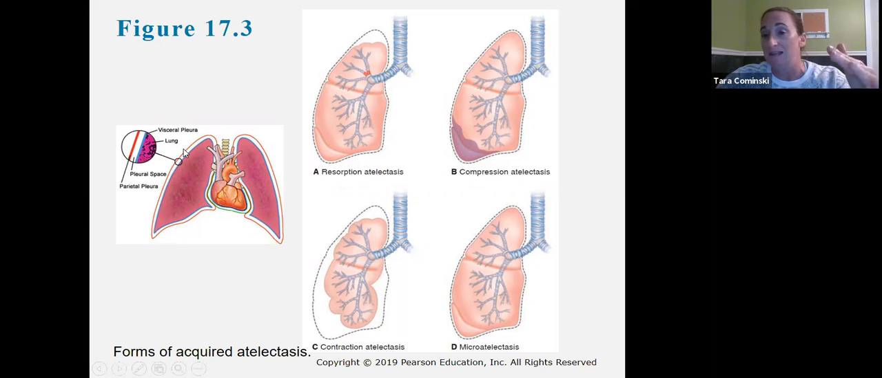So air can get in there. There can be excess air or excess fluid in there, and if enough is in there, it's going to create more space, and then it can compress the lung and cause it to collapse. Okay, and we will talk about diseases or disorders where you have accumulation of air or fluid in that pleural space.